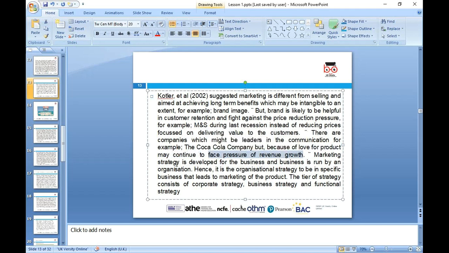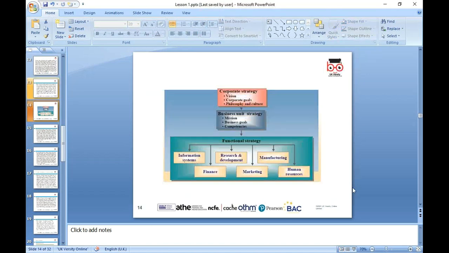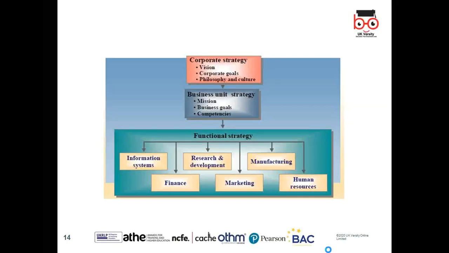Marketing strategies are developed for the business, and business is done by an organization. An organizational strategy is to be specified; the business leads to marketing and the product. So there is always a link between them. Okay, then next slide. Any question up to now?